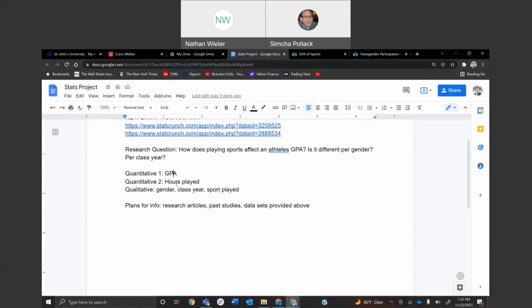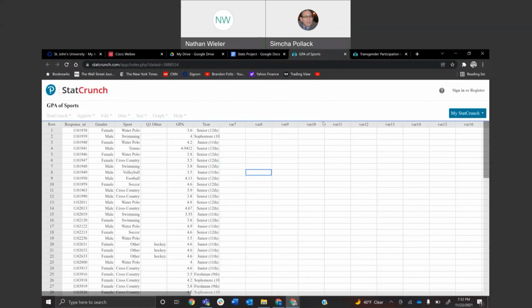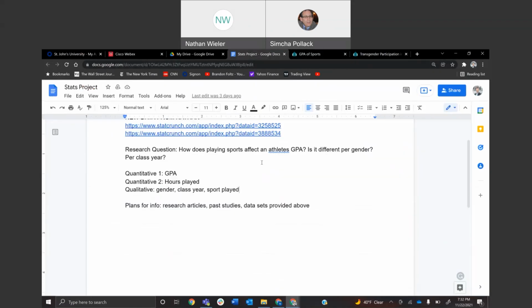So we have GPA and hours played for quantitative. So we're trying to compare how an athlete's GPA is affected by the sport they play and the amount of hours they put in to the sport. And then qualitative data would be their gender, the class year, the sport played. Okay, but again, what you're saying is excellent, except it's much more than you have to do. All you've got to do is narrow this down to two columns of numbers and one column of gender to make it really simple, male and female, as opposed to sport played or class year.